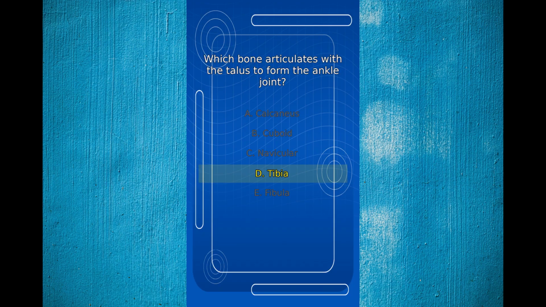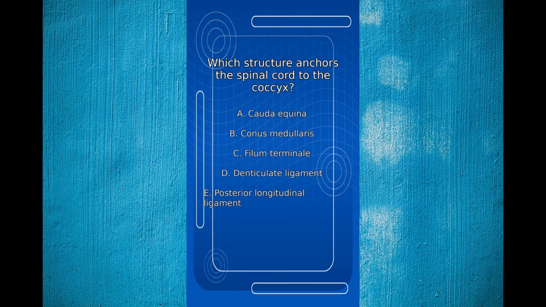The correct answer is D. Tibia. The tibia articulates with the talus to form the ankle joint, the talocrural joint. Which structure anchors the spinal cord to the coccyx?